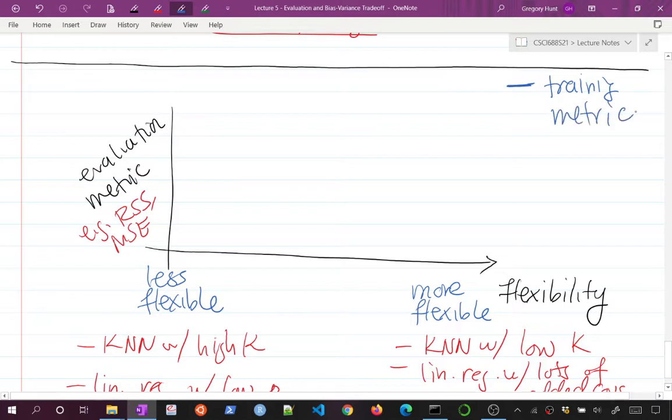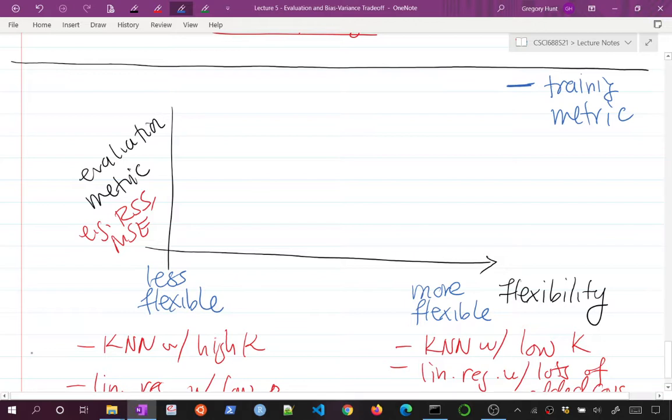And that is, I'm going to fit. So what I'm going to imagine I'm doing is I can move back and forth on this axis with whatever methods I want. I can try high values of K, low values of K, more covariates, fewer covariates. I'm going to do that with my training data. Then I'm going to fit the method and evaluate it.